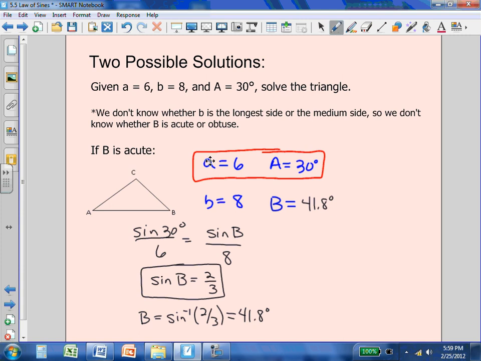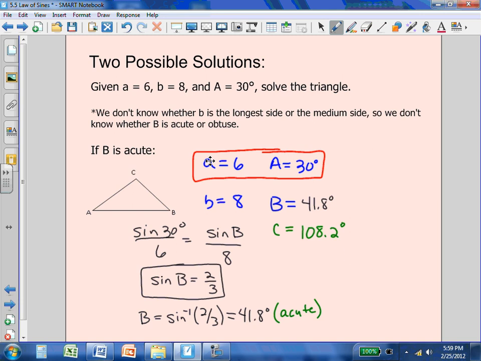Again, notice that this is acute. That's all that our calculator will ever spit out to us. It's 41.8. Okay, so then we calculate for angle C. Take 180 minus your 30 minus your 41.8, and you get that angle C is about 108.2 degrees. Indeed, it is obtuse. And then you go ahead and run with that.